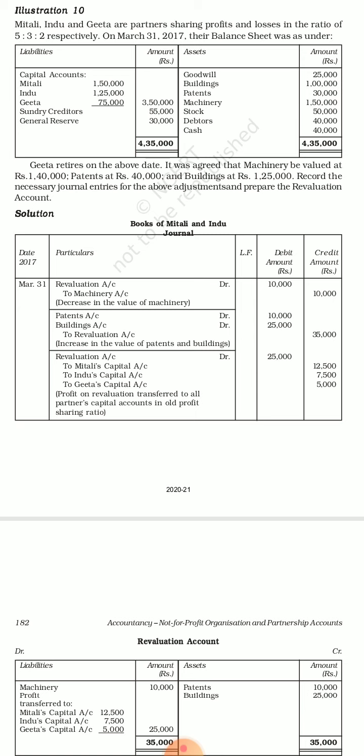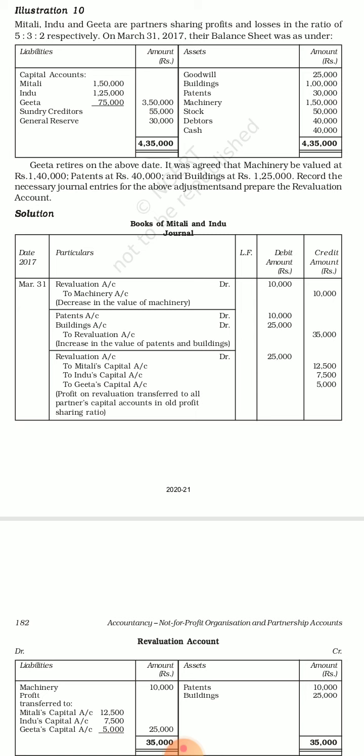The first one is machinery valued at 1,40,000. Now go to the balance sheet and see the asset side. See what is the value of machinery? The value of machinery is 1,50,000. Clear? Now what is the value of machinery? Now it is given 1,40,000. That means in the balance sheet the value of machinery was 1,50,000 and now it is revalued at 1,40,000.